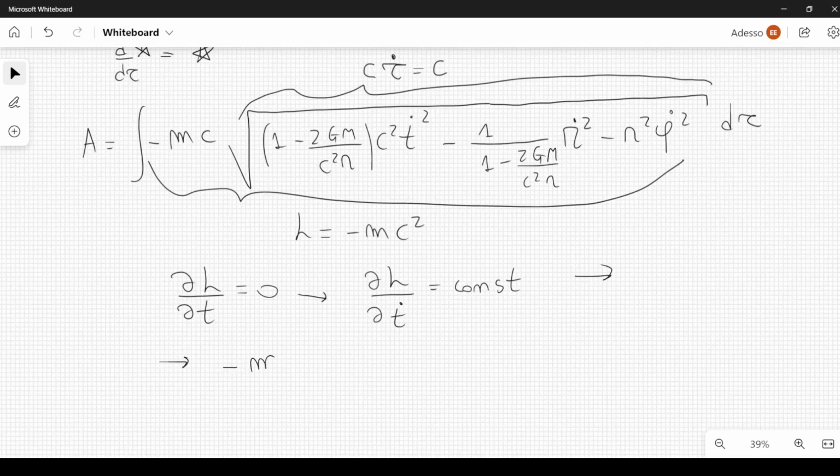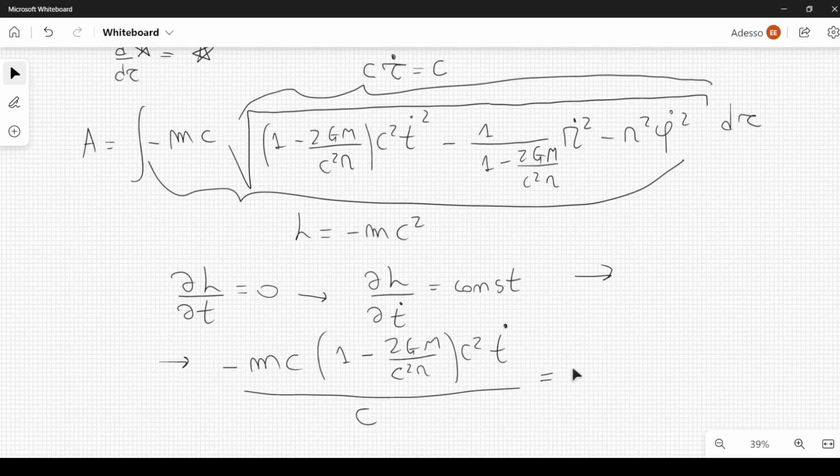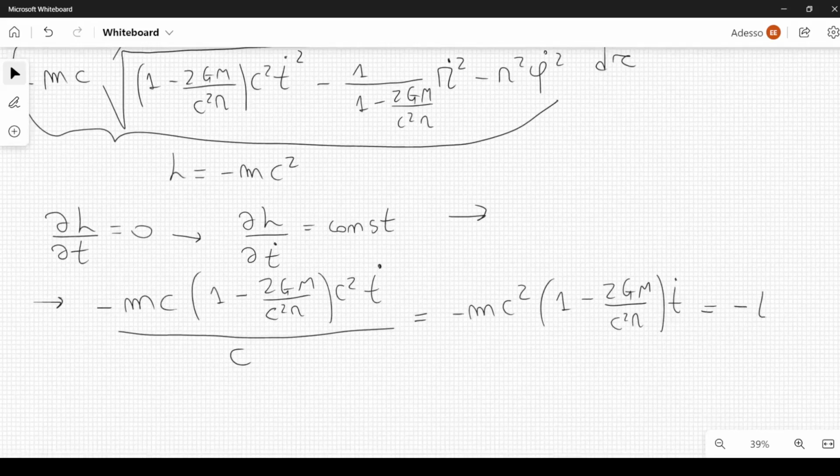We can rewrite this derivative as minus mc, 1 minus 2gm divided by c squared r, times c squared t dot, divided by c. And this is simply due to the fact that we have to take the derivative of this square root. And then you can rewrite the square root in terms of c. Anyway, this is equal to minus mc squared times 1 minus 2gm divided by c squared r, and then here you have t dot. We'll set this equal to minus e, like this. So this is a constant, and you can easily understand that this constant is related to energy, because mc squared is energy. This is a dimensionless quantity, and t dot is also dimensionless, because we have time divided by time.